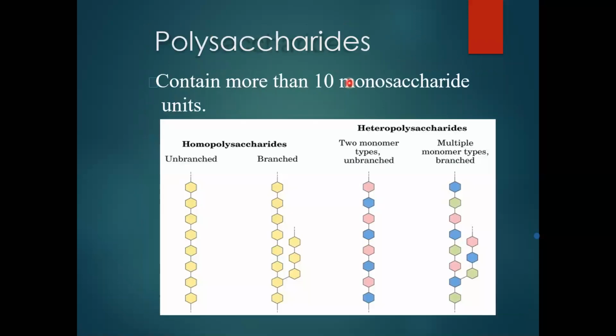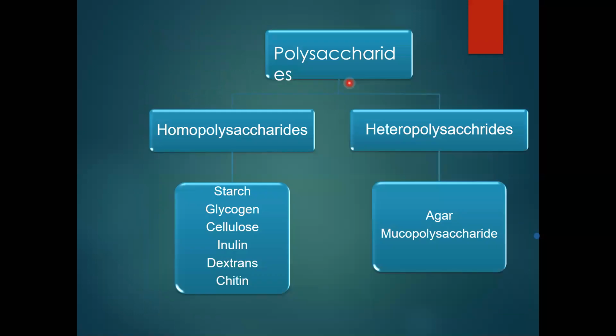Polysaccharide: any carbohydrate molecule made up of more than 10 monosaccharide units is known as a polysaccharide. It can be classified into two, homopolysaccharides and heteropolysaccharides. Homopolysaccharides include starch, glycogen, cellulose, inulin, dextrins, and chitin, whereas heteropolysaccharides include agar and mucopolysaccharides.